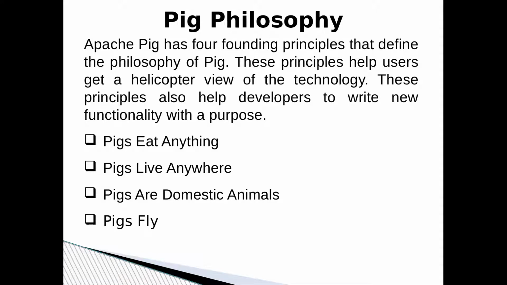So pigs live anywhere would mean that the data can reside anywhere, either in the local file system or in the distributed file system. Next, pigs are domestic animals. That means Pig is a user-friendly language. You can use it to design your own functions, right? And last, the important point, pigs fly means that even though the speed of Pig is not as fast as compared to some other languages, even then it is capable of computing at very high speeds. So these are the 4 points of Pig philosophy, right?